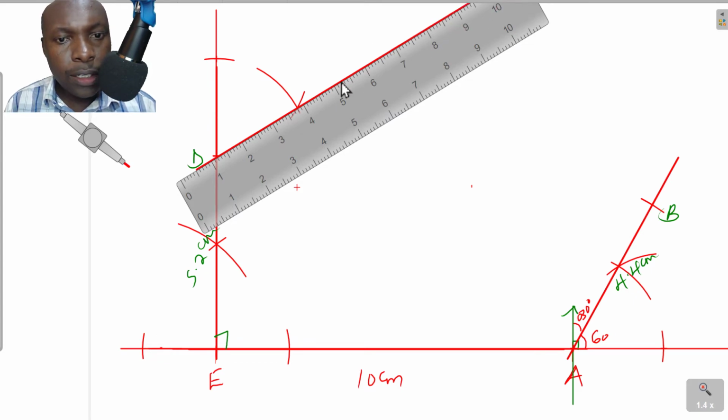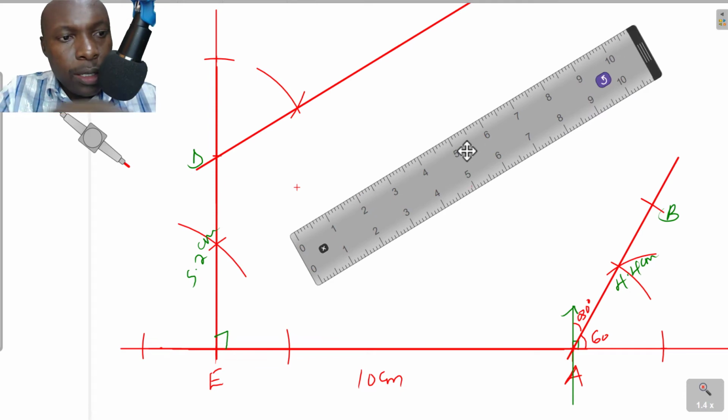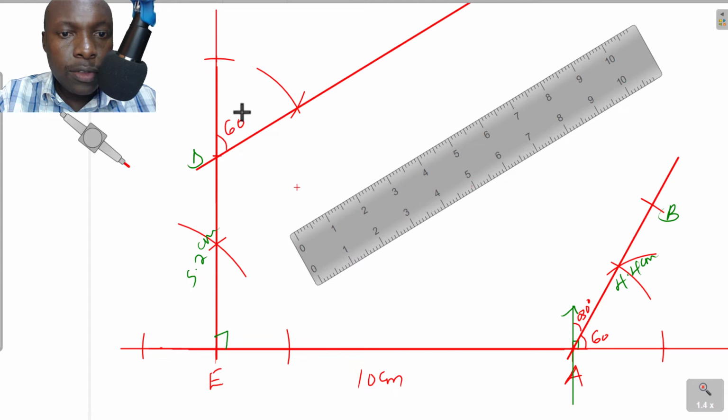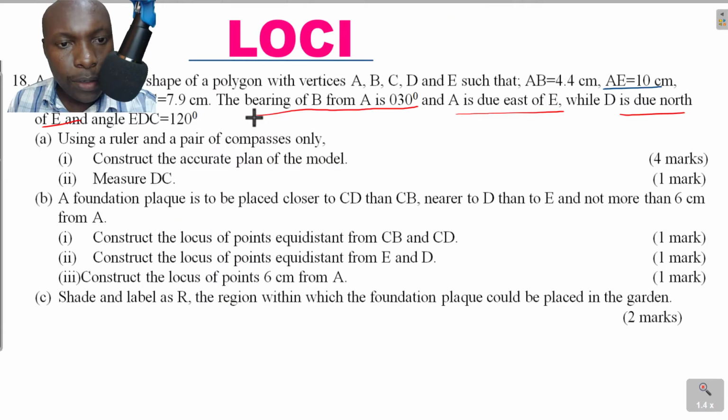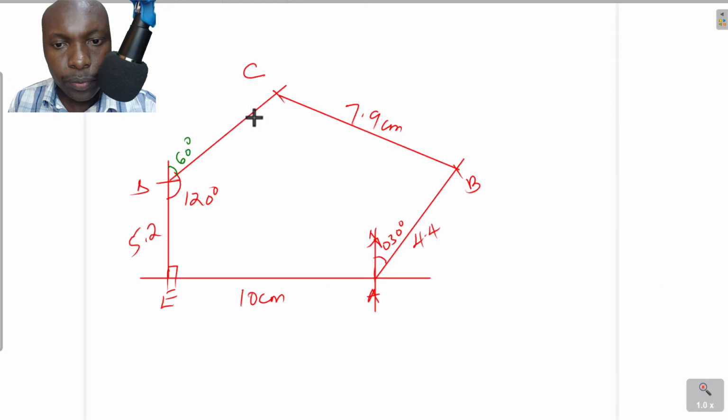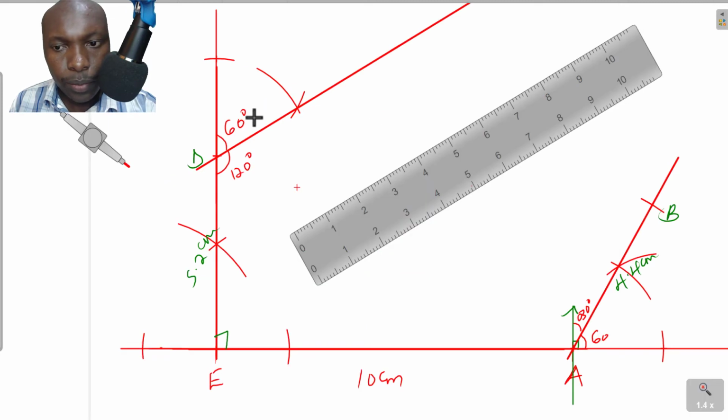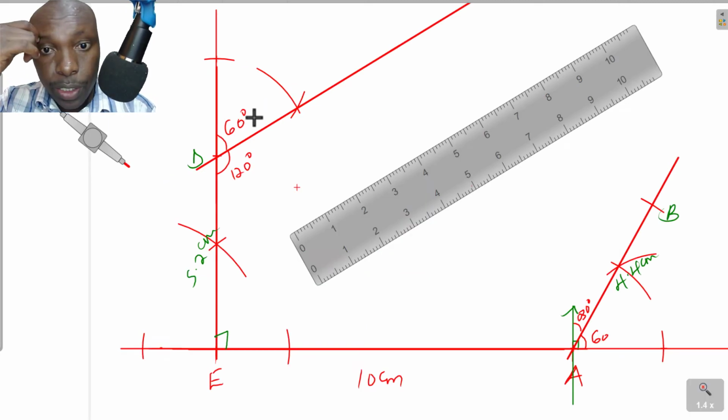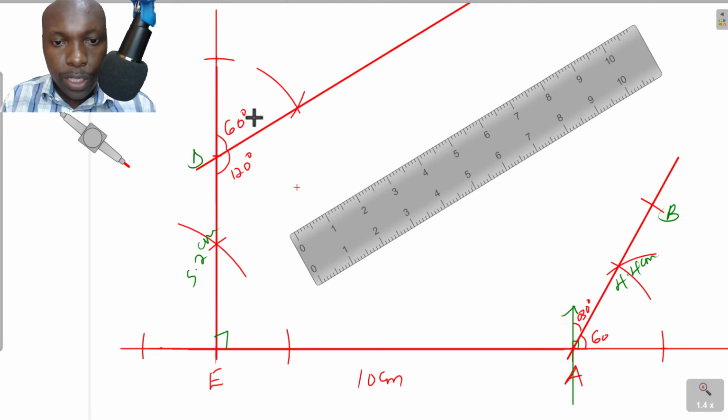So now after doing that, you notice that you have 60 degrees here, that is 60 constructed, and you've managed to have the required angle here, which is 120. The only thing remaining now is to get the position of C, and it will be quite easy.